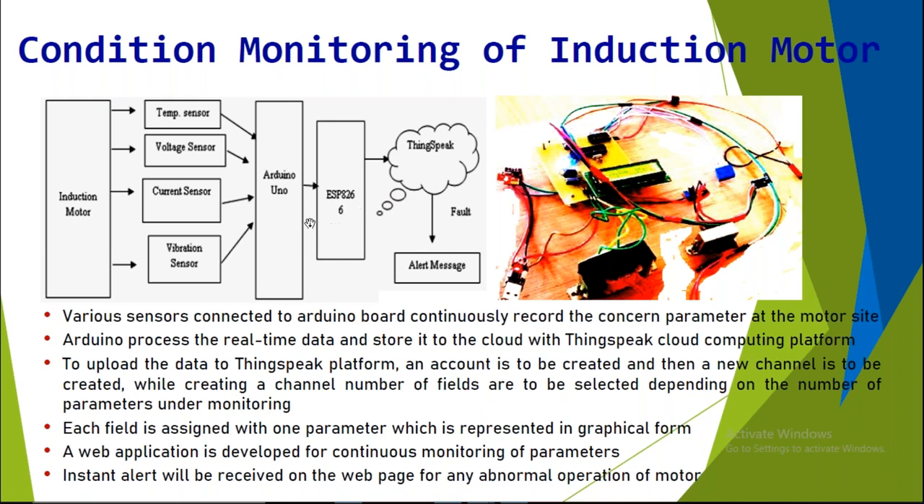Arduino Uno and a communication block, and to ThingSpeak, this cloud storage, and here analysis can be done. Then Arduino, ESP and ThingSpeak. Analysis can be done, and if a fault is there, then an alert message. So all these sensors are connected.